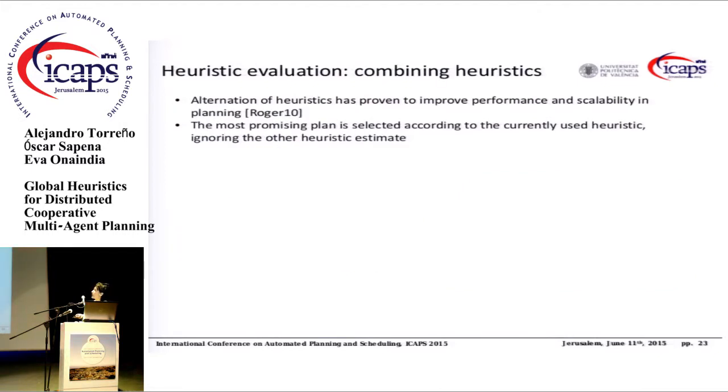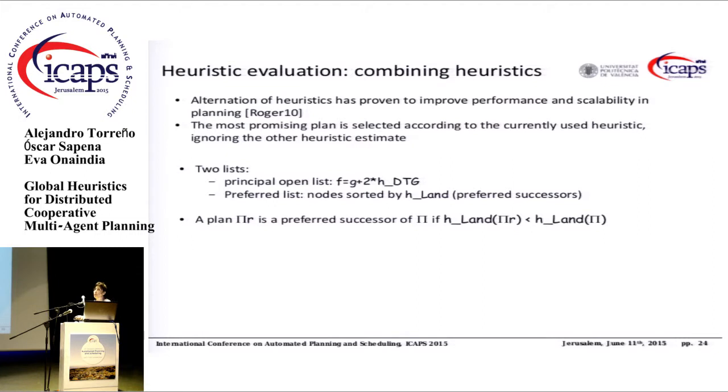So what we do here is we alternate. We apply a combination of heuristics, alternating both, which has been proven to work very well in planning, and we just select the most promising plan according to the currently used heuristic, ignoring the other heuristic estimate. Basically, we keep 2 lists. In one list, nodes are ordered according to the DTG heuristic, and in the other list, nodes are sorted by the landmark heuristic. So this list represents the preferred successors. A preferred successor is a plan which contains a fewer number of non-reached landmarks than the parent node.